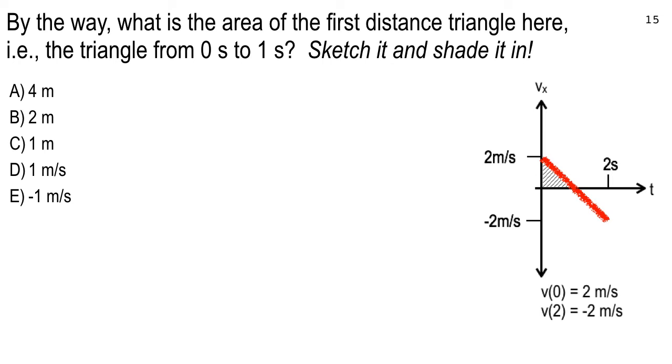So what's the area of that first distance? We got 2 distance triangles here, by the way. One above the time axis, one below it. All right. 30 seconds to type in your answer.